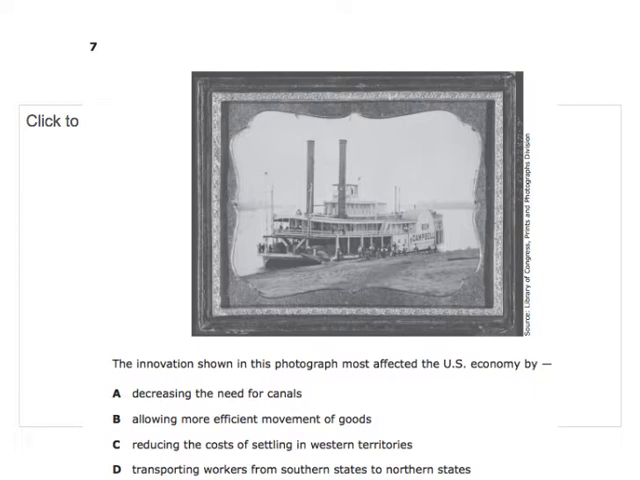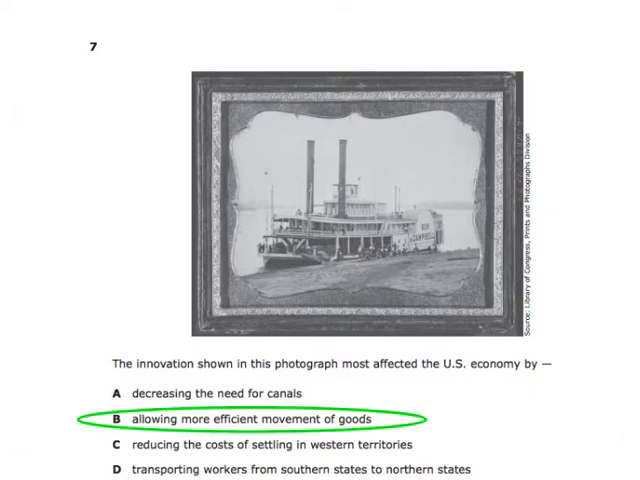The innovation shown on this photograph most affected the U.S. economy by allowing more efficient movement of goods. Think about this. This is a steamboat right here. This is a boat, a large steamboat. Well, as I said before, these new technologies and new innovations of transportation allowed us to move things faster and quicker and easier and cheaper.